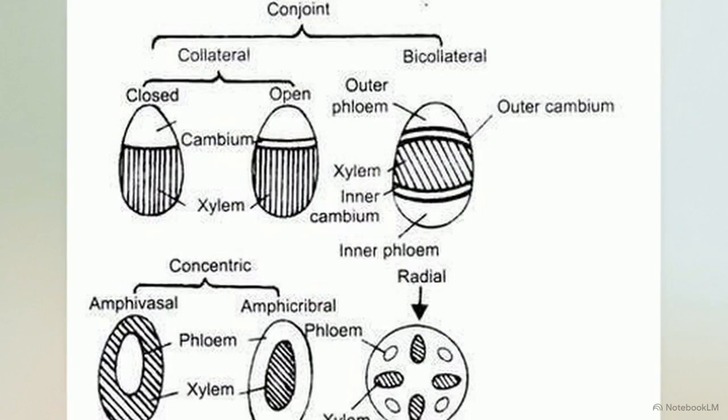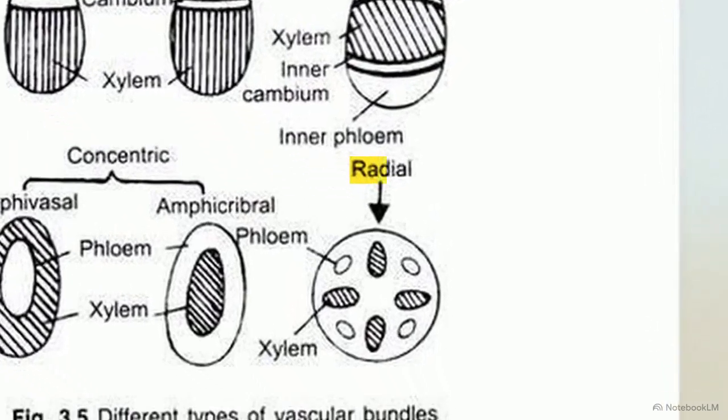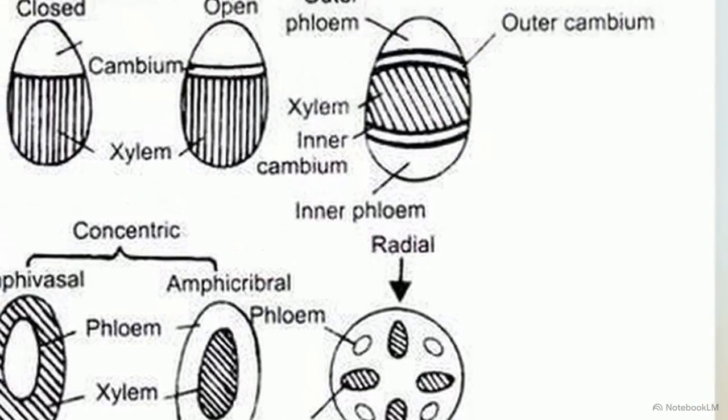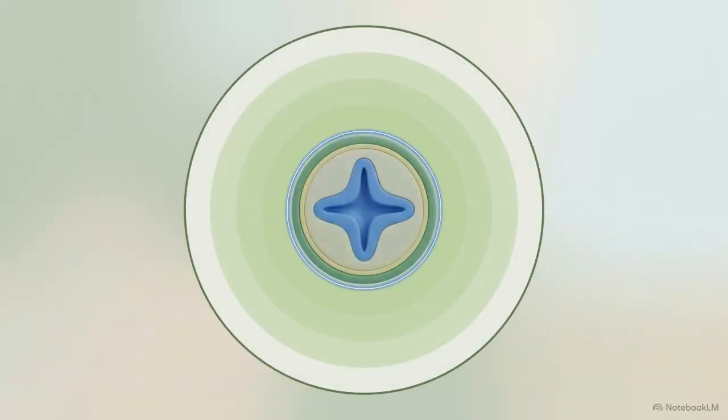This diagram shows the different types of vascular bundles, which form the vascular system. When xylem and phloem alternate along different radii, the bundle is called radial. When they sit together along the same radius, it is conjoint. Everything inside the endodermis, including the pericycle, these vascular bundles, and the pith, is collectively called the stele.